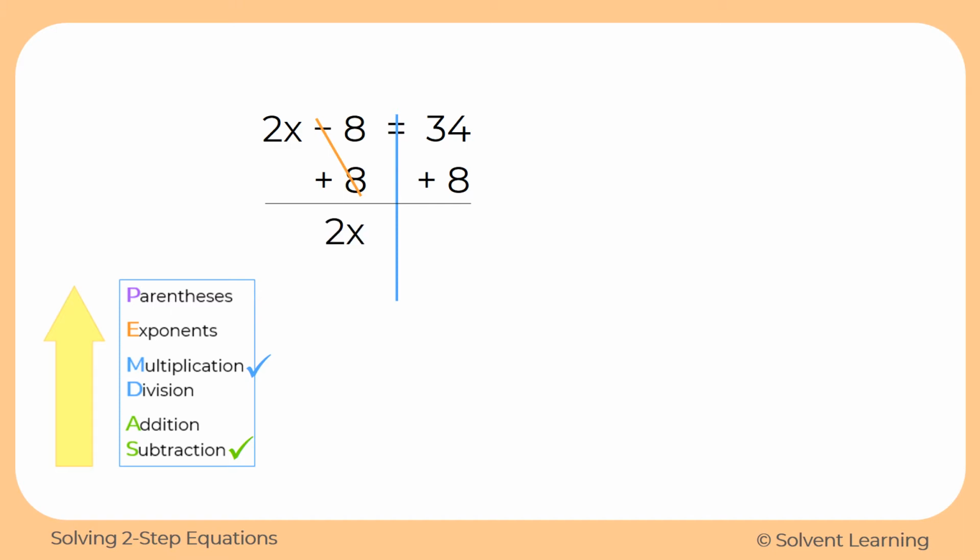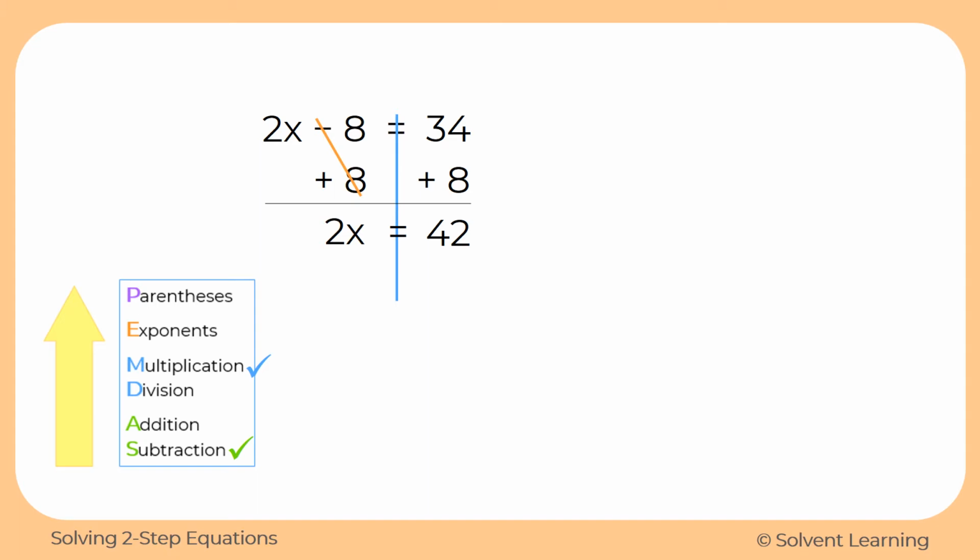So on the left side, I'm left with just the 2x to bring down. Now I work my way to the middle, and bring down the equal sign, and now over to the right side I have 34 plus 8, which is 42. So now our minus 8 is gone. Now we're just left with the 2 that we need to undo in order to isolate x.